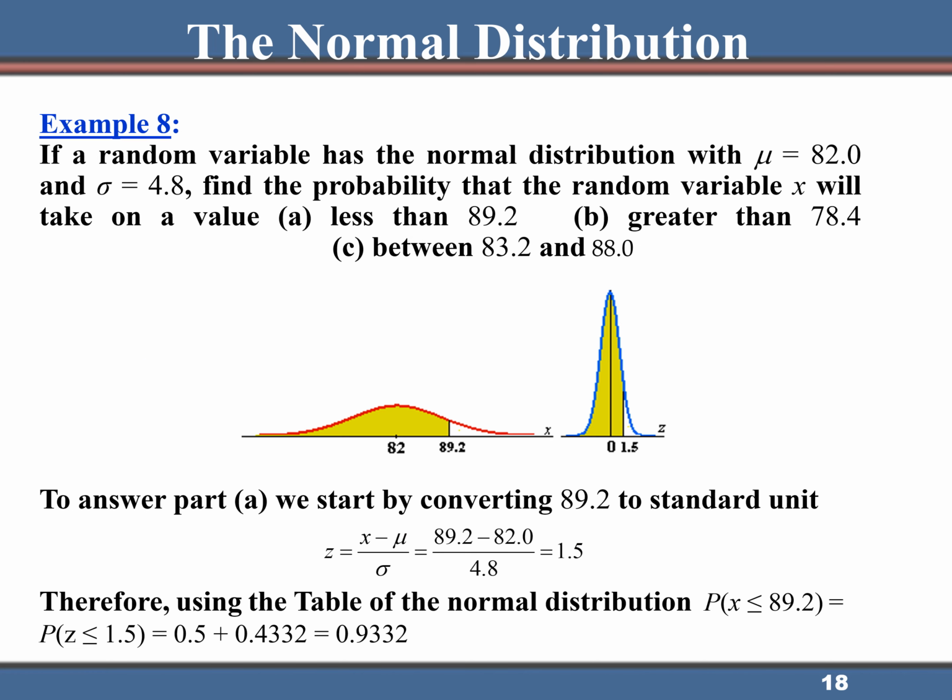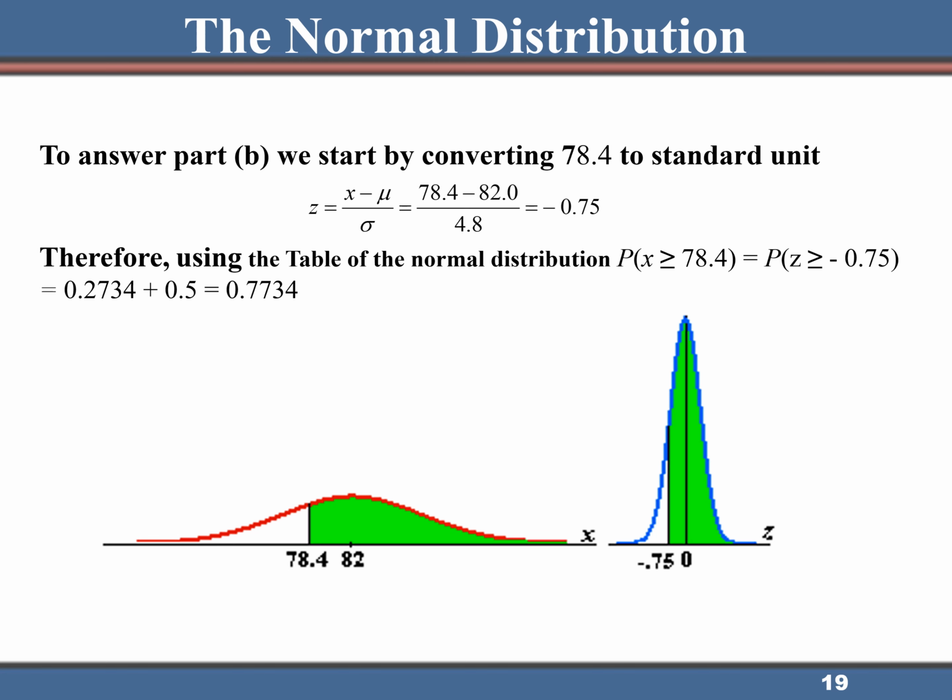To find the probabilities associated with a normal distribution in this example, we first convert the given values of x to z-scores, and then use Table 1 to obtain the probabilities. In Part A, we convert 89.2 to a z-score by subtracting the mean 82 from it and dividing the result by the standard deviation 4.8. We get 1.5. This means that the probability of x less than or equal to 89.2 is the same as the probability of z less than or equal to 1.5, which is 0.9332.